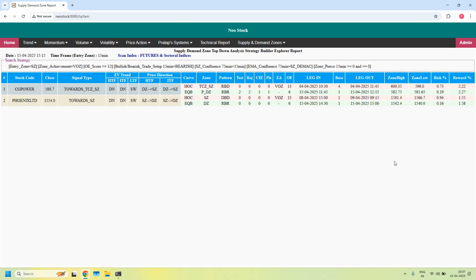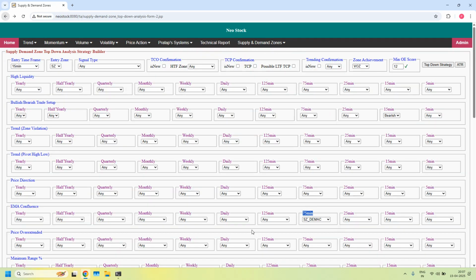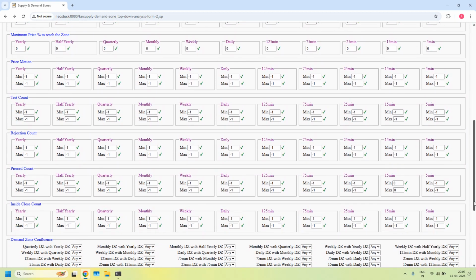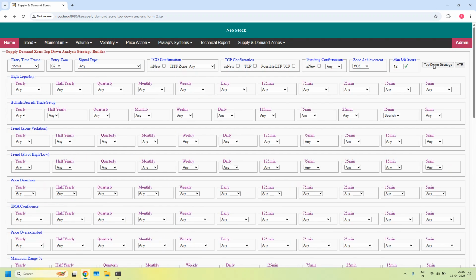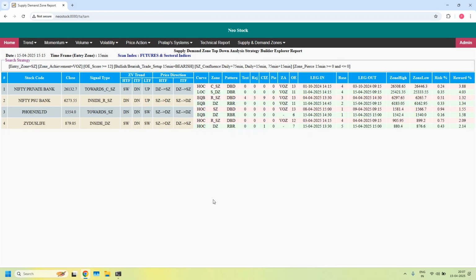Next we will look into LTF, ITF and HTF supply zone confluence. Removing the EMA filter. In the supply zone confluence, 3 filters we have to set. First filter is already enabled. Next, 15 minutes with daily supply zone confluence, 75 minute supply zone with daily supply zone confluence. With all the 3 filters, we got 4 stocks. In these 4 stocks, the 15 minute supply zones are overlapped with the 75 minute supply zone. Both together again overlapped with daily supply zone.